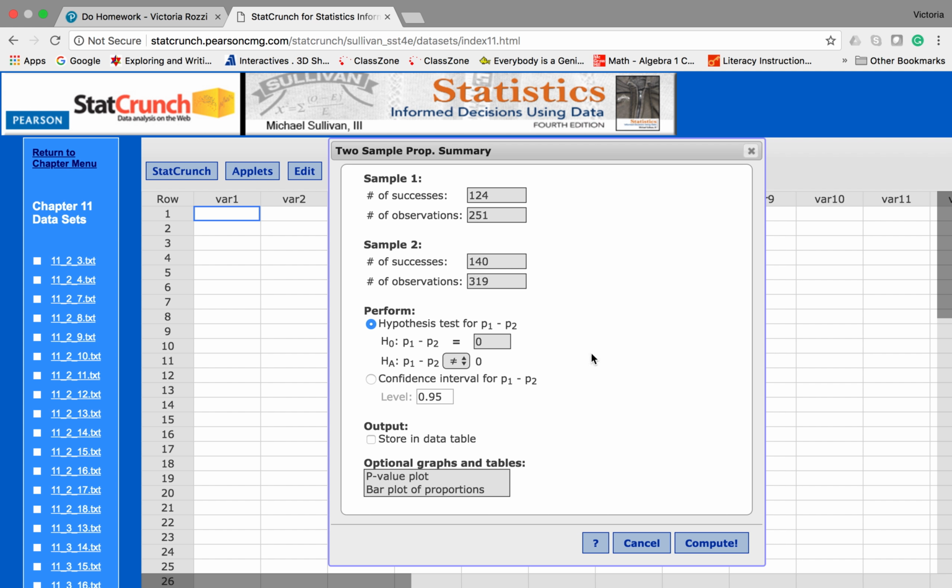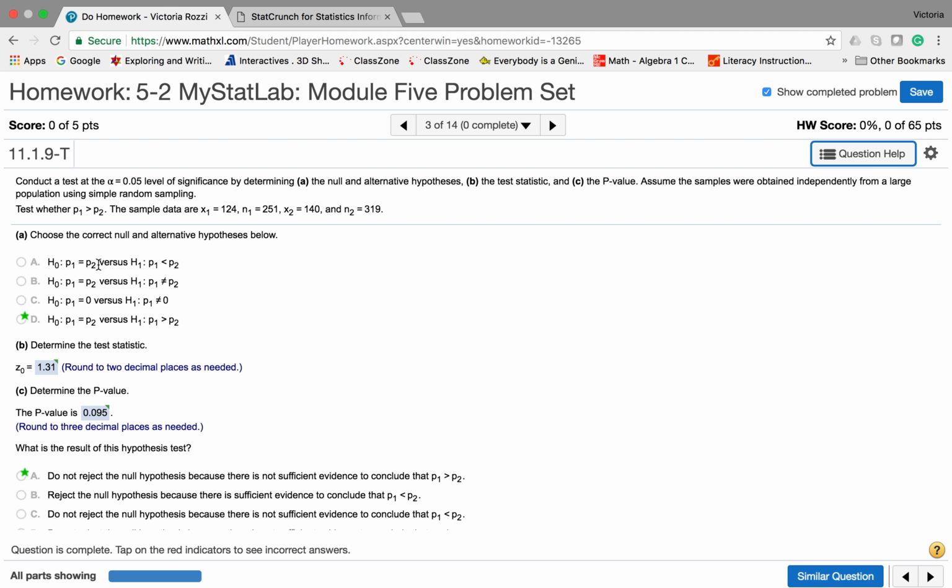Okay, now I am doing a hypothesis test. You can see here it says perform. Hypothesis test is already chosen, and I have to choose the correct one. Now notice that this looks a little different than what it does in Pearson's MyStatLab. What they're doing is moving P1 and P2 on the same side of the equal sign. All of them are moved to the left. So the way that they got this first one for our null hypothesis is that they subtracted P2 from both sides.